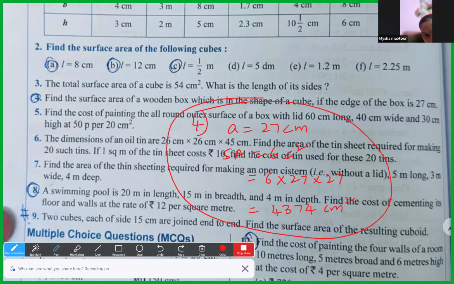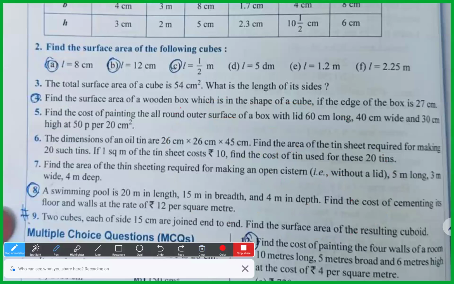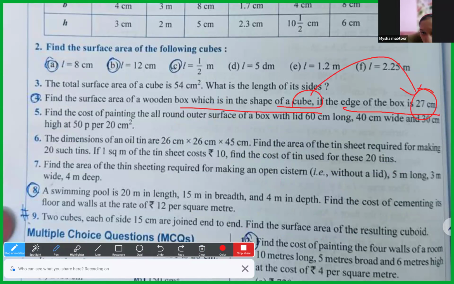Sir, 6a square is the formula. Understand the question actually. Find the surface area of the wooden box, Maisha. Surface area of the wooden box is nothing but total surface area. If they simply mention surface area, it means total surface area of the wooden box, and the wooden box is in the shape of a cube. If the edge of the box is 27, edge of the box means what? The side of the cube.